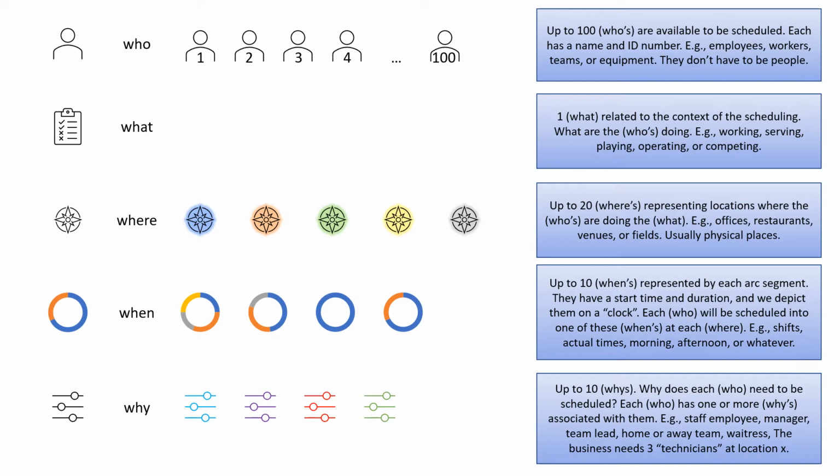And then finally, a why. Why is this person or team being asked to be at this location at this time? And it's generally, if you're an employee small business thing, they have a role to play. They are a waitress or they are a cook. They are maybe just a regular staff employee or a manager. Maybe they're a team lead or a technician. In terms of teams, one team's going to be the home team, the other team's going to be the away team. You could be an umpire or a referee. This is why you as a person or you as a team are being asked to be scheduled at this location and at this time. So hopefully that's clear.